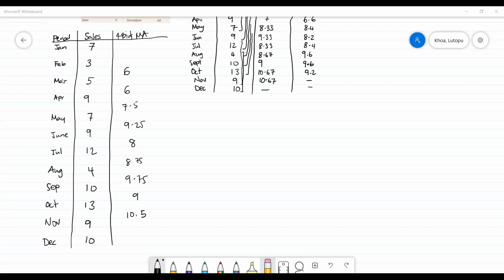Now, what we do is we call it centering. So we're going to take these two values, 2 at a time, 6 plus 6, we add them together and then divide by 2, and then that value will go under March. Then we'll say 6 plus 7.5, add them together, divide by 2, and then that one will go under April. And then that is going to help us when we need to plot them on the graph. So this is still the 4-point moving average, but this is what we call centering it.